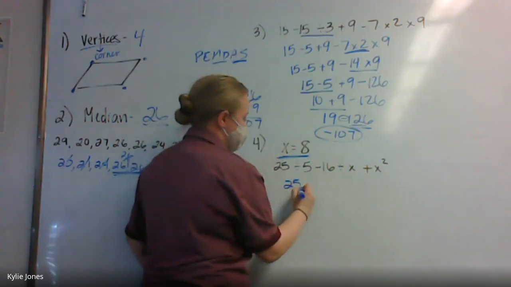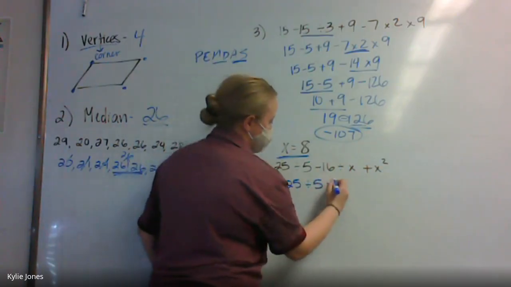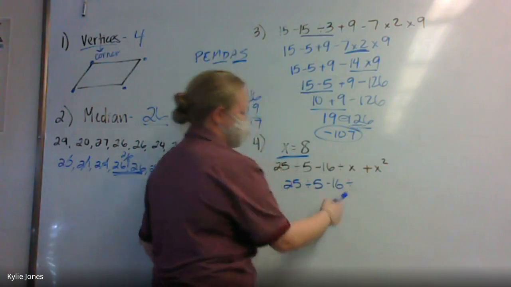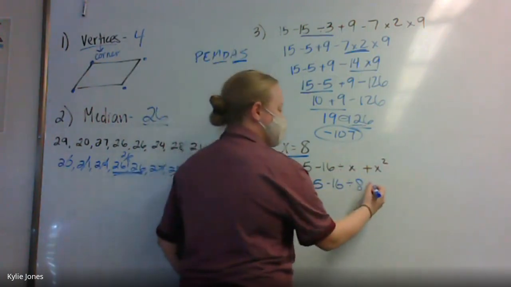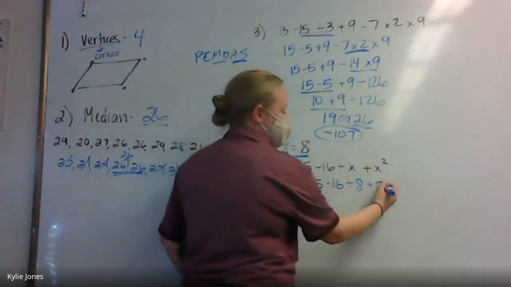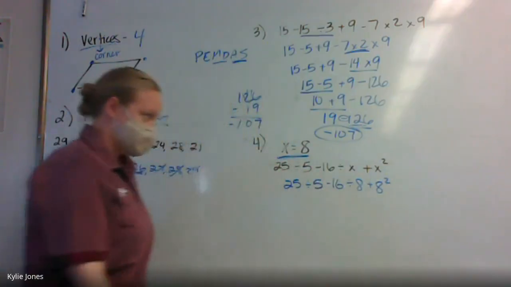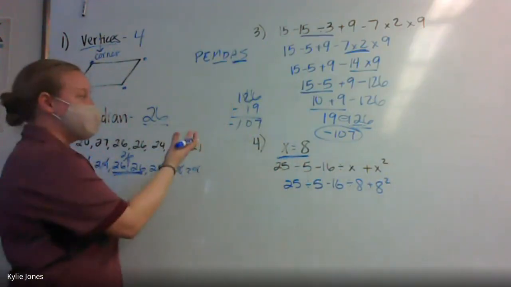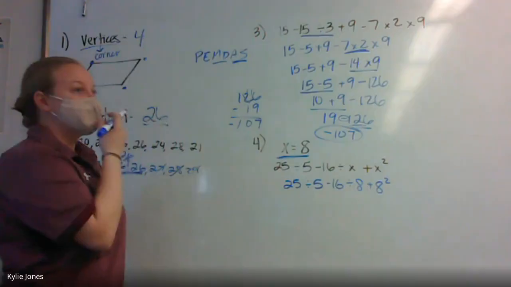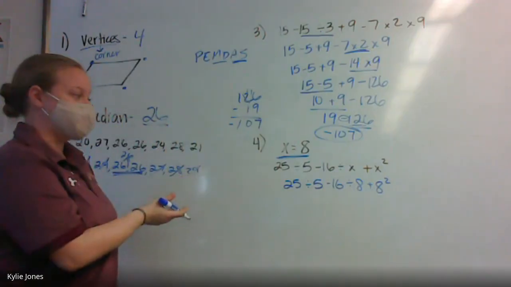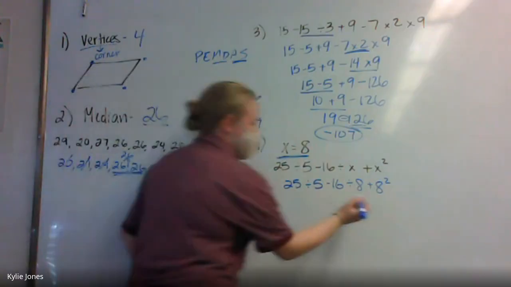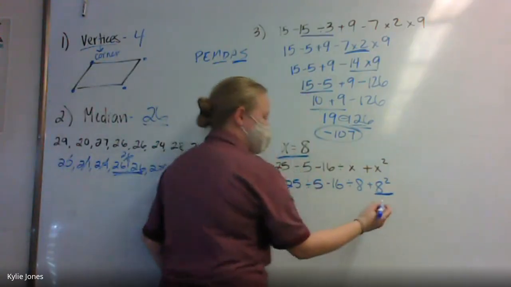So we have 25 divided by 5 minus 16 divided by, this x needs to be replaced with 8 plus, this x also needs to be replaced with 8. Now we do order of operations. Do we see parentheses first? No. Do we see exponents? Yeah, we have to do this first. 8 squared. How do you do 8 squared?